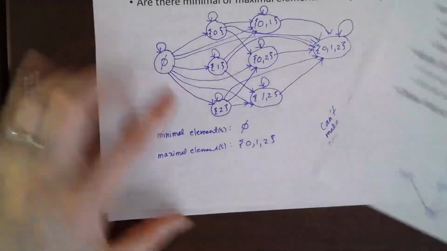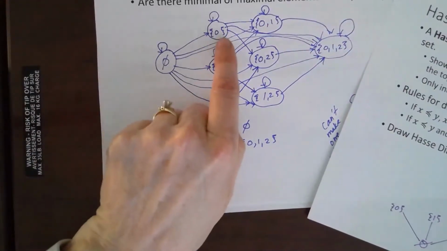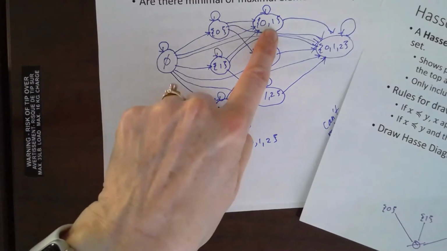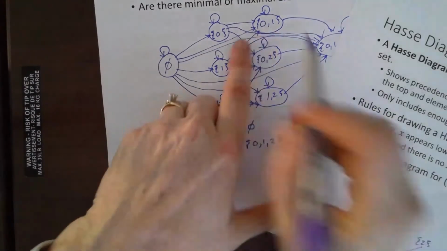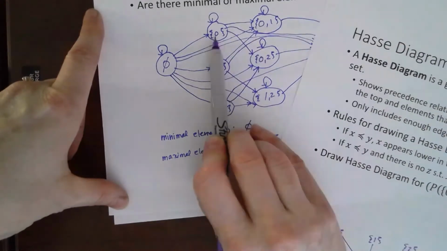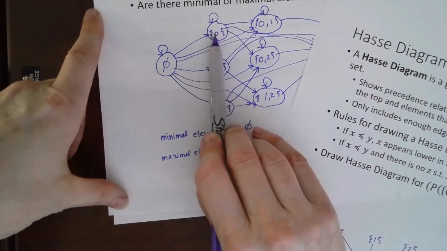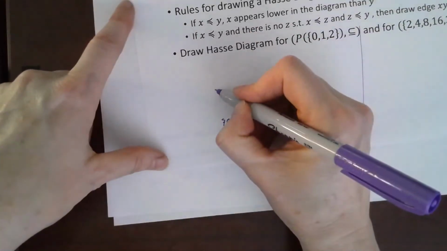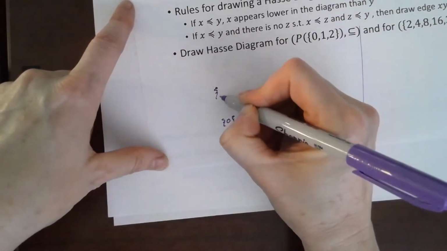Now notice there is a directed edge here from the set containing 0 to the set containing 0 and 1. So this set containing 0, 1 is going to have to appear higher in the diagram than the set containing just 0. So we're going to have to put that one higher. I'm going to put that one up here.